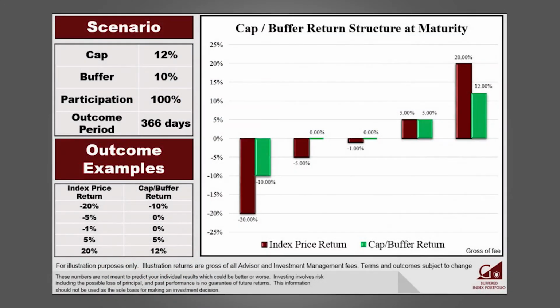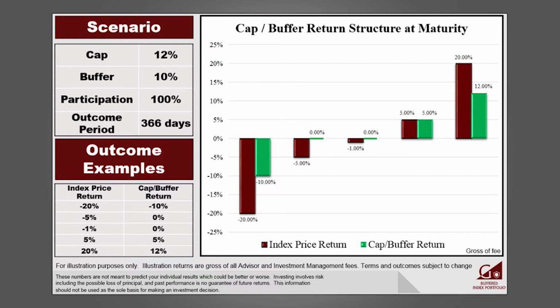Gradient Investments selects the S&P 500 as the index. We establish a 10% downside protection buffer and a participation rate of 100% on the index. Finally, we select an outcome period of 366 days. With these terms, the underwriter sets a 12% cap or maximum upside return.